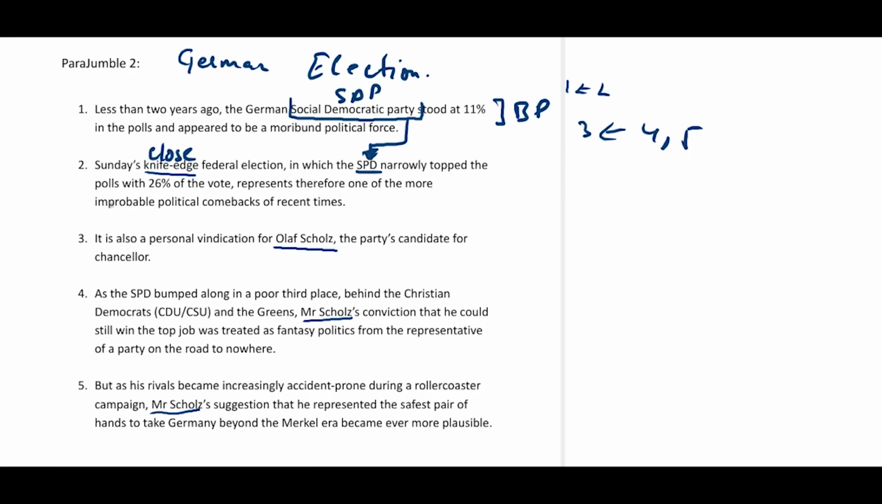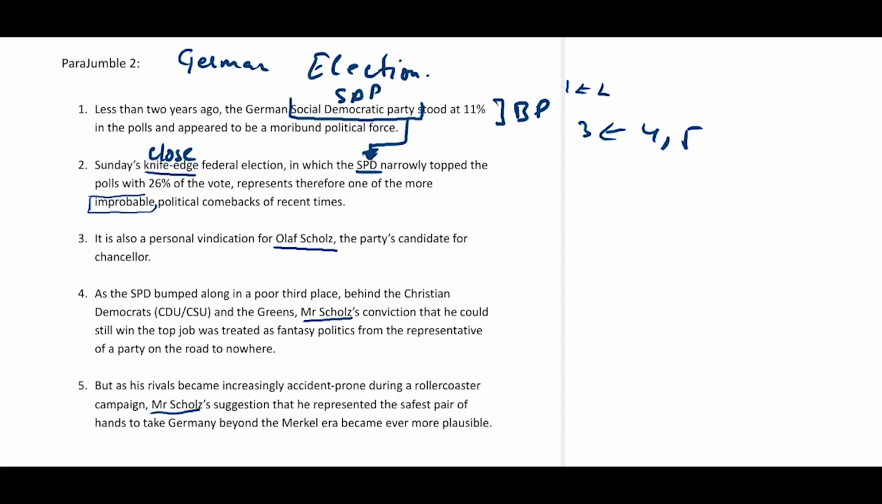Adjectives. Why exactly is the author calling this improbable? One reason is that in the last election cycle, they had 11% vote share. This time around, they have 26%. At the same time, we are also calling it a knife edge fight, federal election, knife edge fight, which means that the elections were pretty close and no one really expected this outcome. That's why it was improbable.